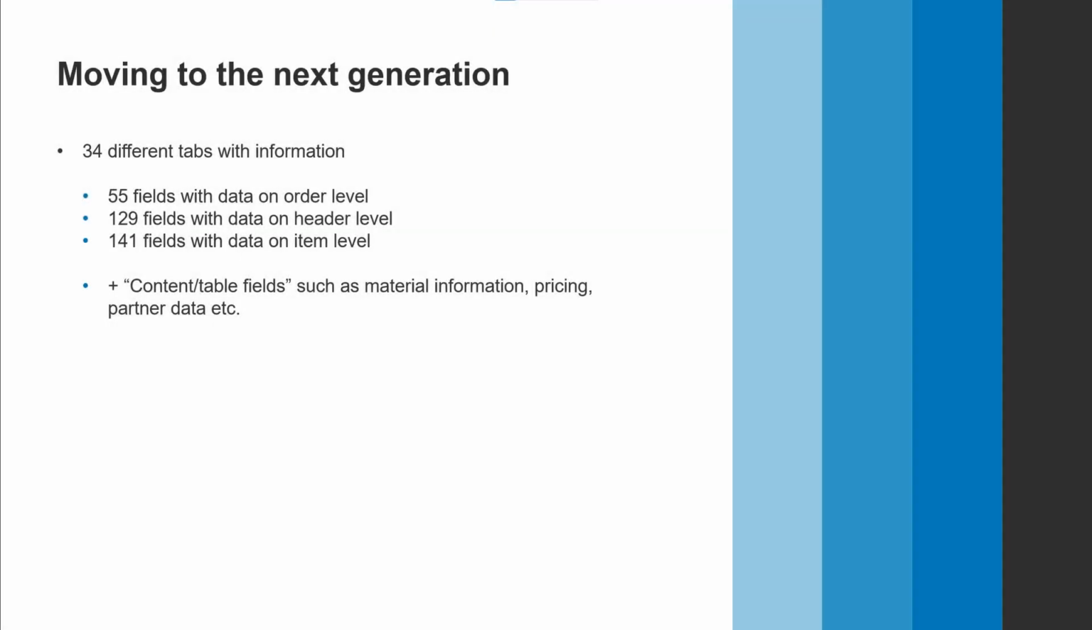Just a reflection I did, since I feel that there's a lot of data in that screen and in the subscreens in VA01. There is 34 different tabs with information, 55 fields with data on order level, 129 fields with data on header level, 141 fields with data on item level, and in addition to that there is content and table fields such as material information, pricing, and partner data, and so on. That's crazy.